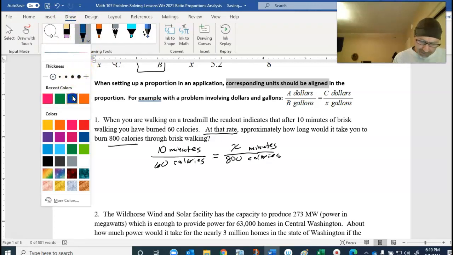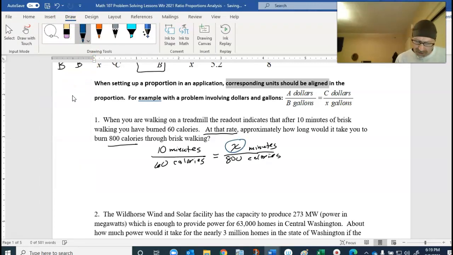So here's our unknown. We'll cross multiply the 10 minutes, and I'm going to write the units this time. 10 minutes times 800 calories divided by 60 calories. And now since the units can reduce, just like numerical factors, the units reduce here, and you can see we're left with minutes, which is appropriate because we're trying to find how many minutes it will take to burn that many calories.